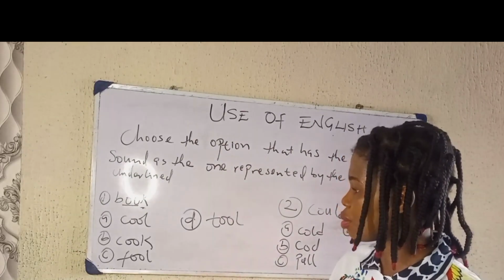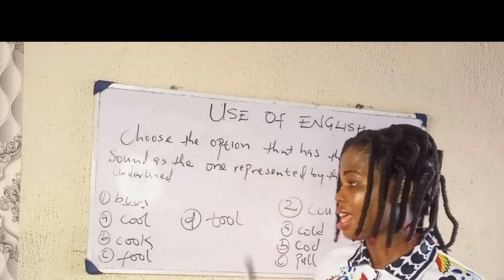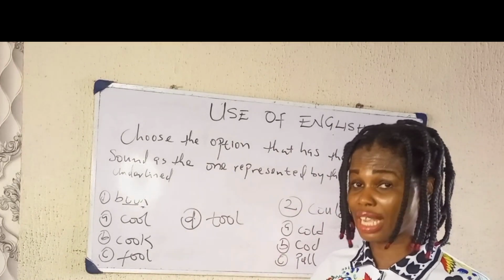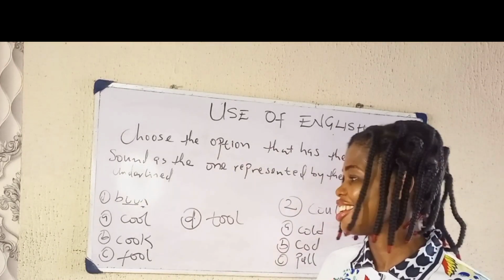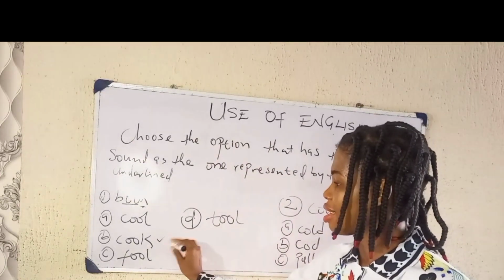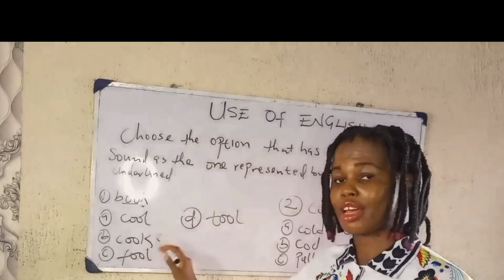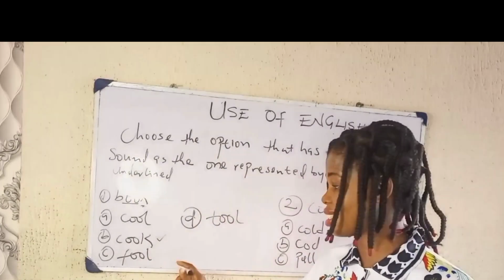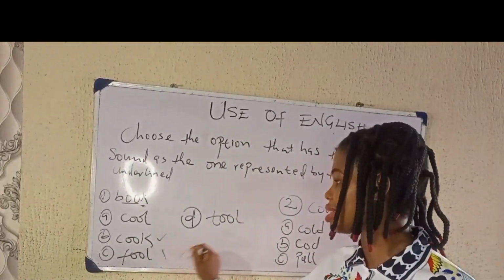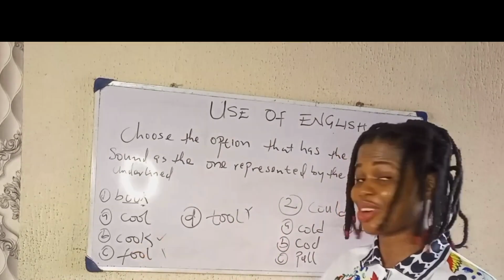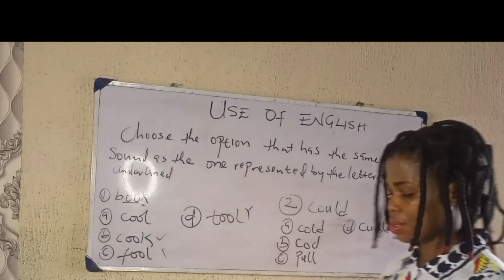So let's look at the options and choose the correct answer. I believe you already know it: the word that contains oo and also ends with the letter k. Option A, cool, is not correct. Option B, cook, is the correct answer. Option C, food, is not correct. You already know why option B is the correct answer. Now let's see the next one.